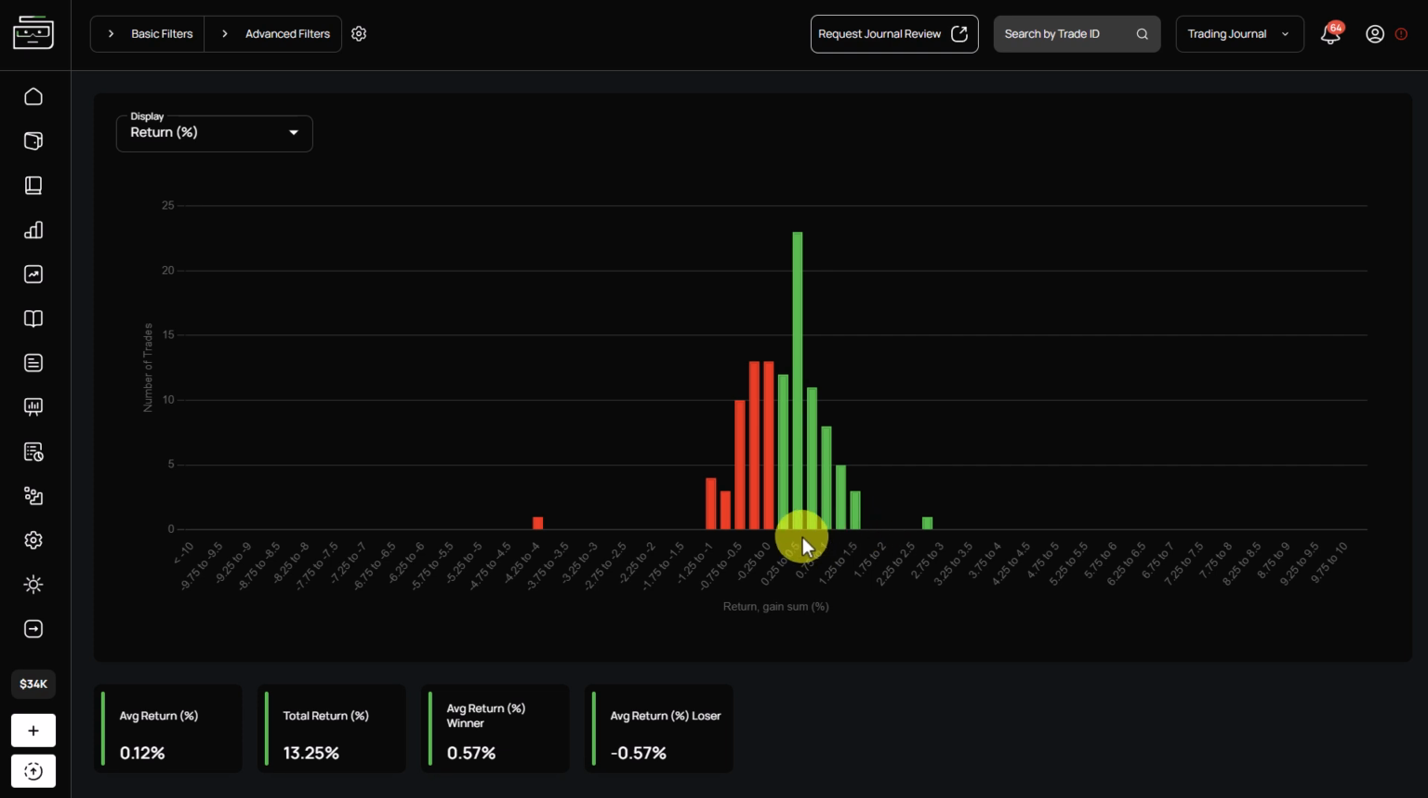In this case, we can see the trader is fairly consistent. Most of his trades cluster around the center, but there's one outlier here on the left side where he has realized a loss that is much larger than his average losing trade. This helps traders visualize how good they are at managing their risk and if they have problems with letting losses get out of hand.